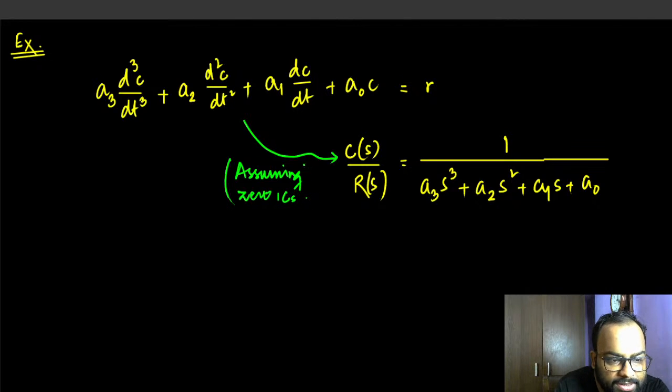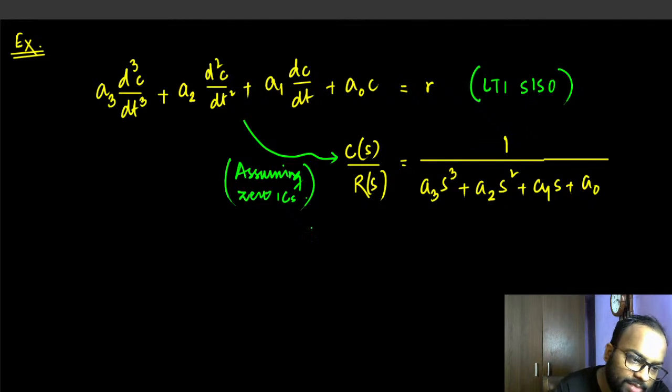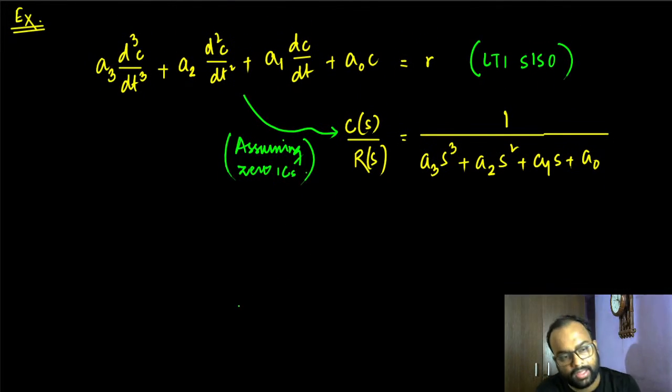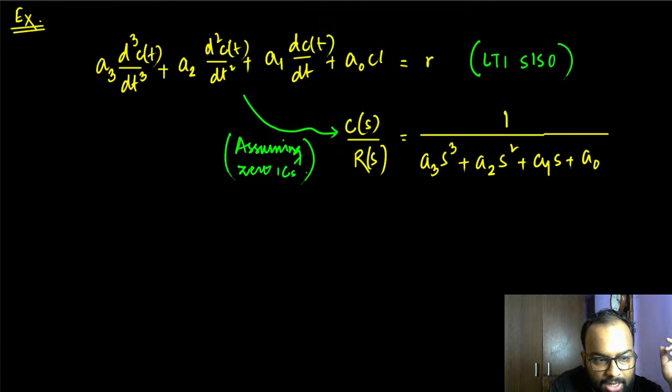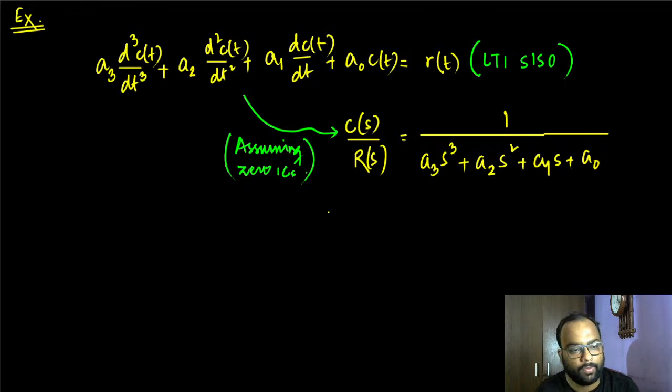So this is again a SISO system, LTI SISO. It's a very simplified example, so that we actually get the idea of what we are saying here. Remember, C and R are all functions of time, which we are not writing explicitly, but these are functions of time because these are inputs and outputs. R is the input and C is the output.